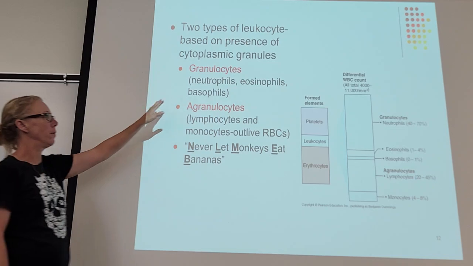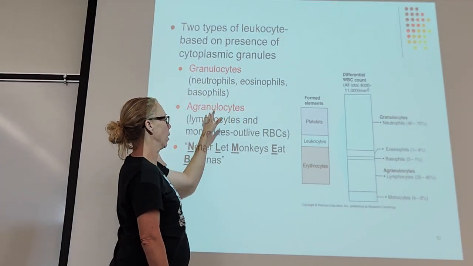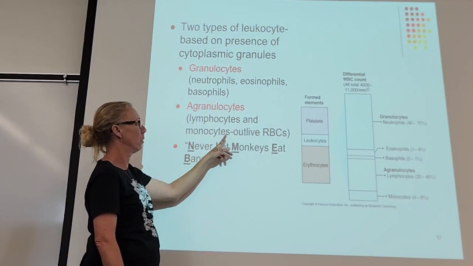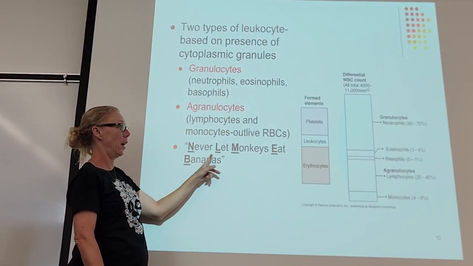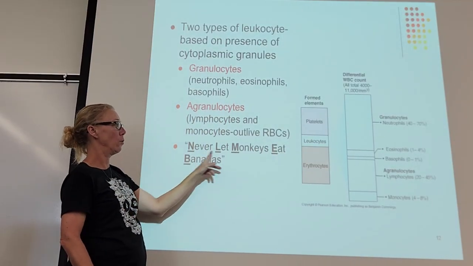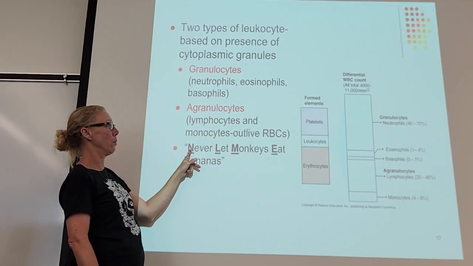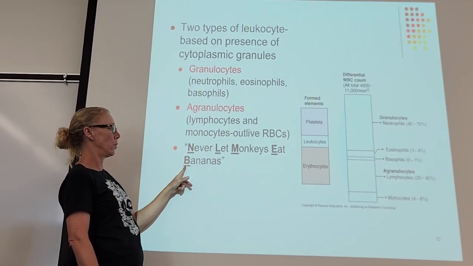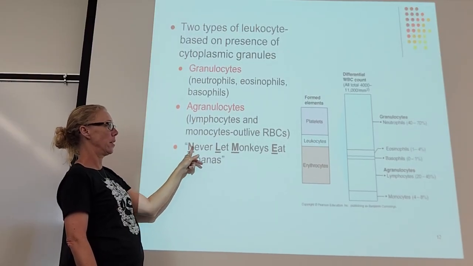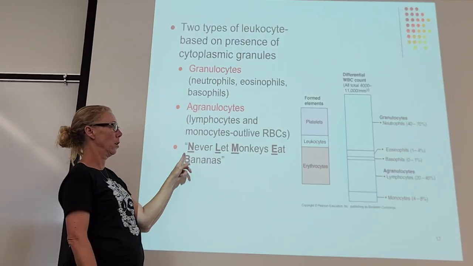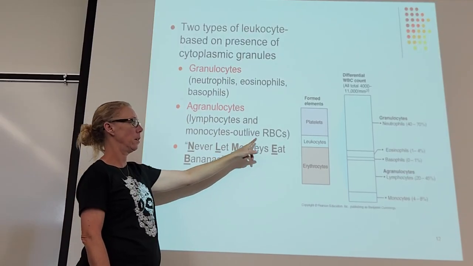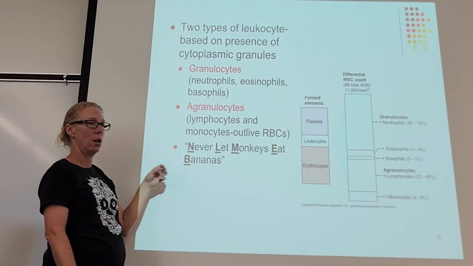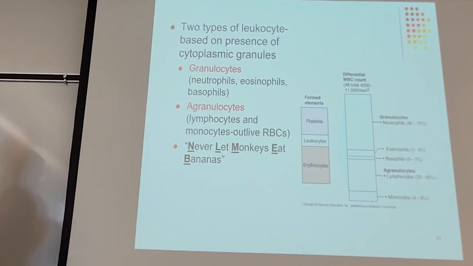And the different white blood cells are listed here. We're going to go over each one and what they're responsible for, okay? But the mnemonic that you're going to remember in order to remember which white blood cells are the most numerous and which ones are the least numerous is never let monkeys eat bananas. Neutrophils, lymphocytes, monocytes, eosinophils, and then basophils. So neutrophils are the most common, basophils are the least common.